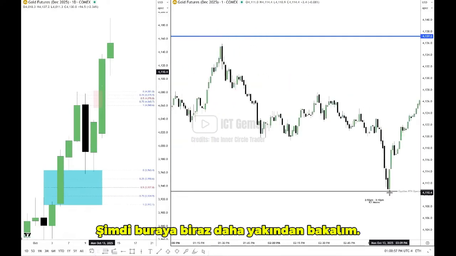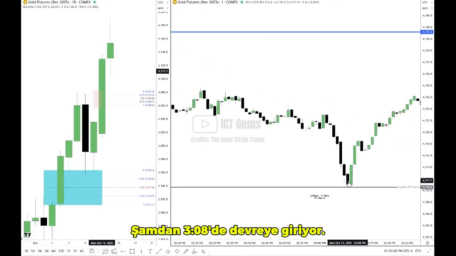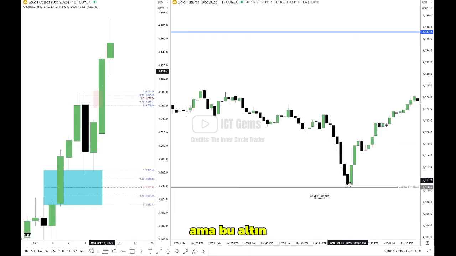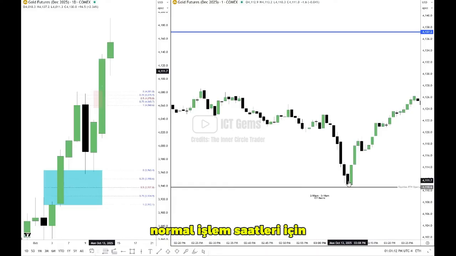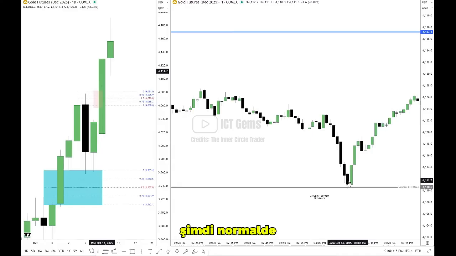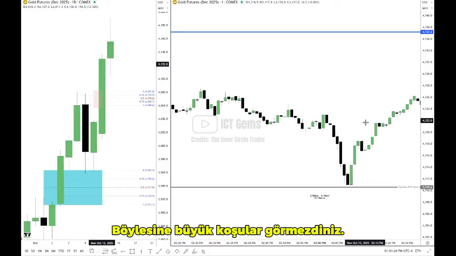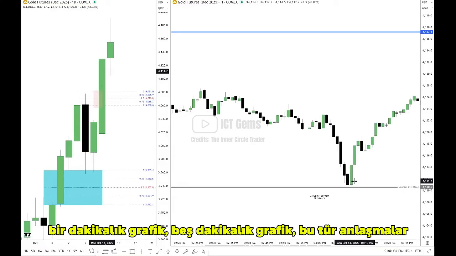Now let's zoom in here because I really want you to see. This candlestick comes in at 3:08, so 8 minutes after 3 o'clock Eastern time. But this is gold, and it's the last trading hour of equities, right? For regular trading hours. Gold's going to behave just like this when it's animated. Now, normally, when there hasn't been so much fever around gold, you wouldn't see big runs like this, but you would get some kind of a little setup that can be traded on a 15-second, 30-second, 1 minute chart, 5 minute chart, that type of deal.